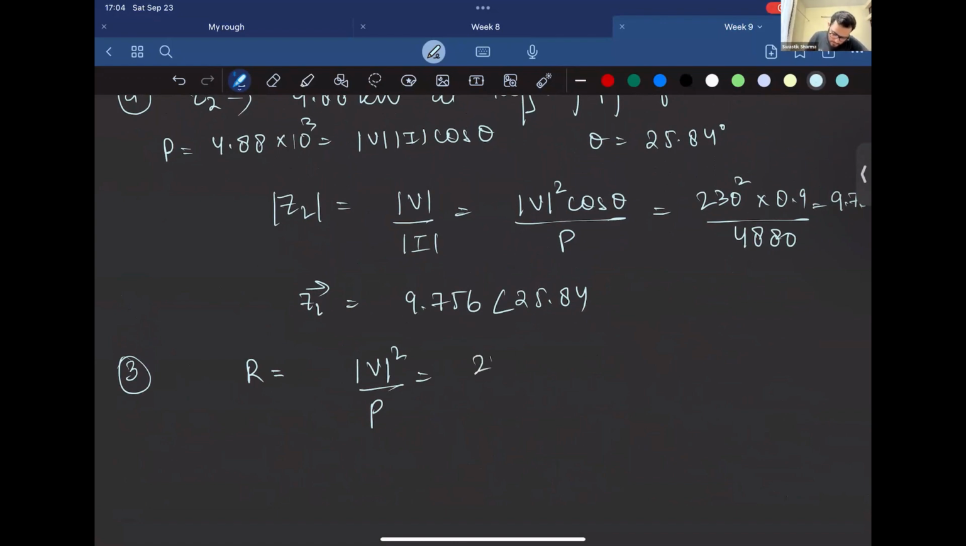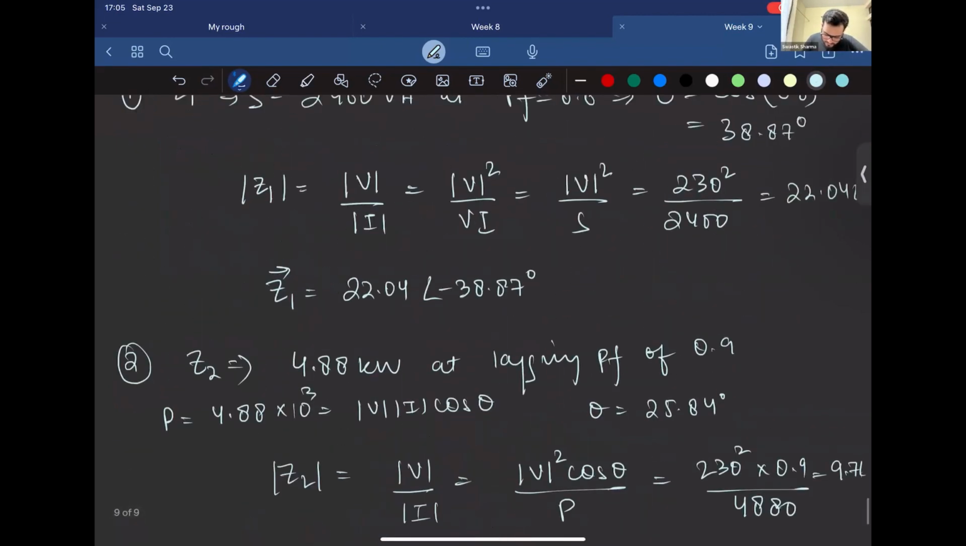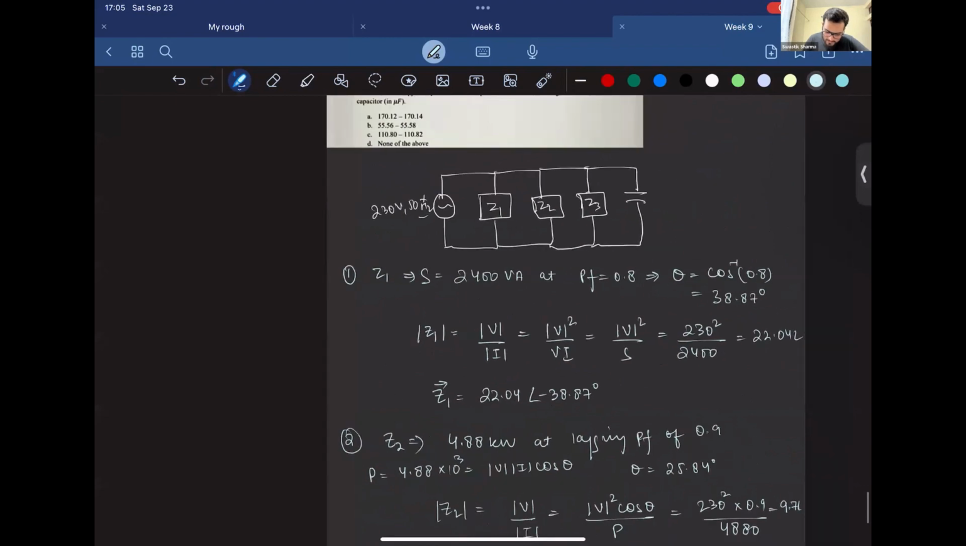P is 900, so 230 squared upon 900. So it comes out to be 68.7. Yeah, great. So we got all those three values, and now it's saying that it's connected across.